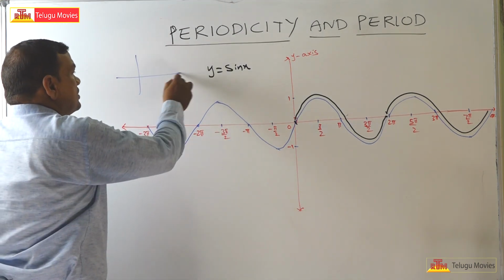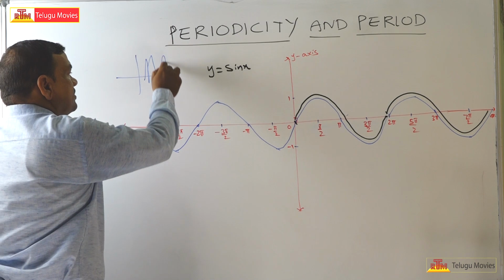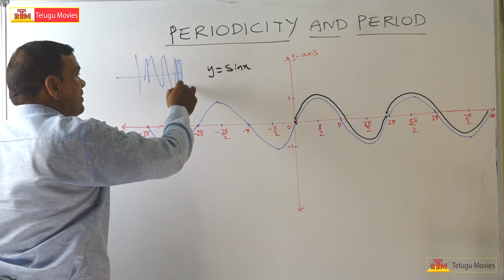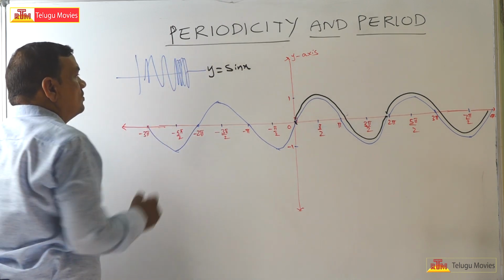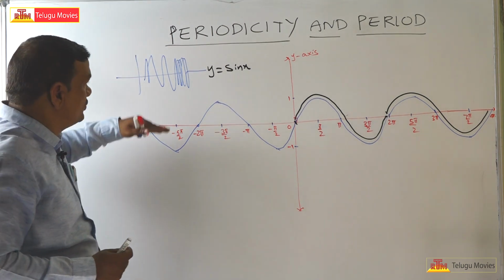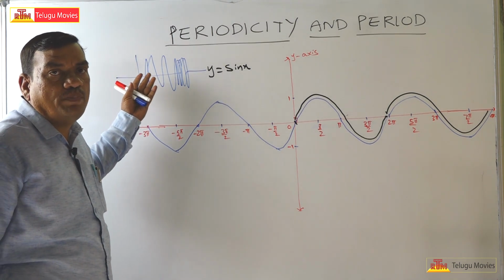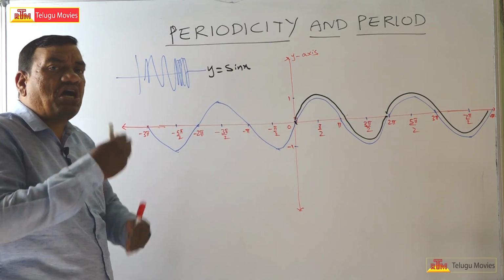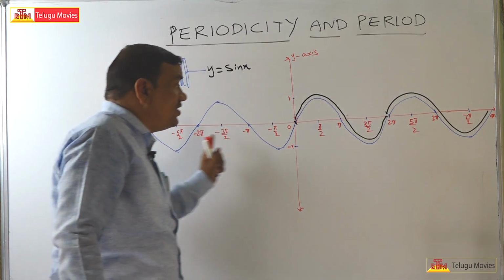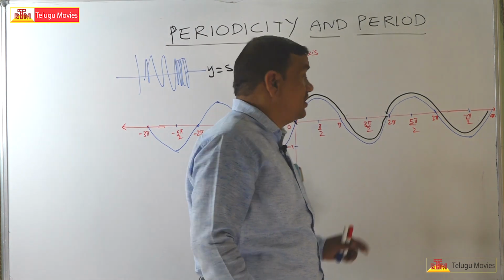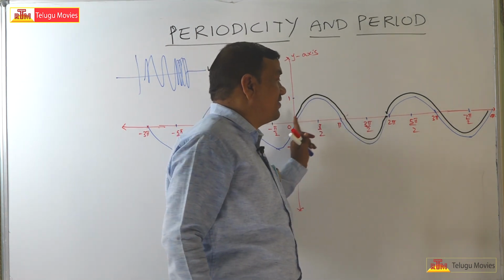If you observe those graphs, they will be like this. They are called oscillatory functions. There is no period, nothing here. They will come zigzag like anything. But observe here, this graph repeats every 2 pi interval.